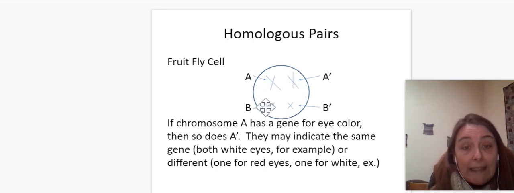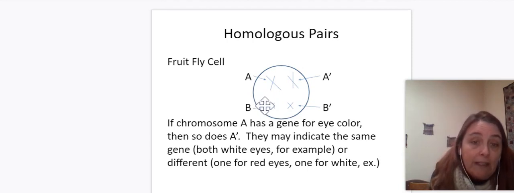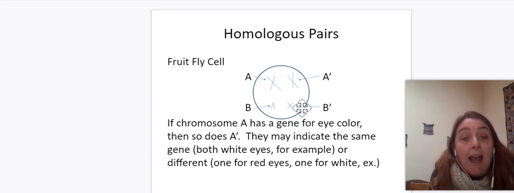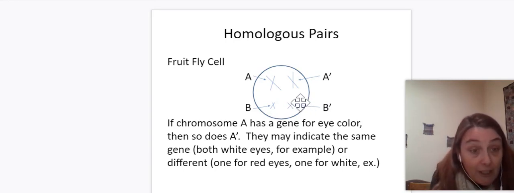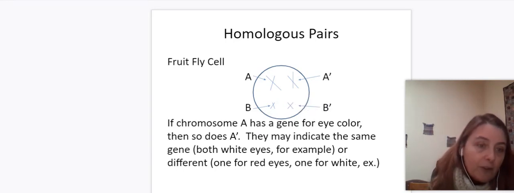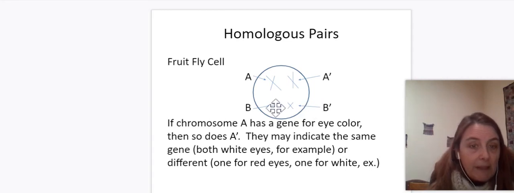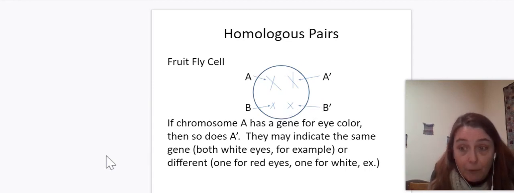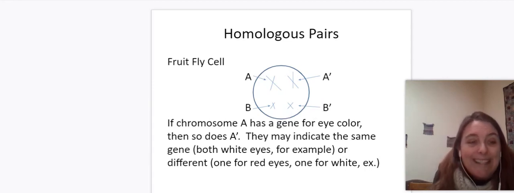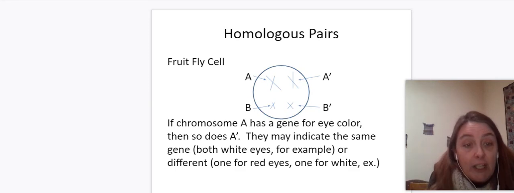Maybe a gene for wing length is on B. And maybe it means long wings or bent wings, I should say. Wing shape. And then on B prime, there'd be a gene also for wing shape. Maybe it's straight, maybe it's bent, right? They could be the same as each other or different. These homologous pairs are only similar to each other. They have genes about the same traits, but they don't have to have the same gene for that trait, okay?